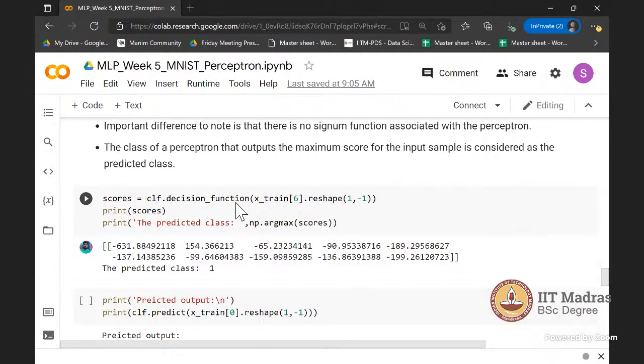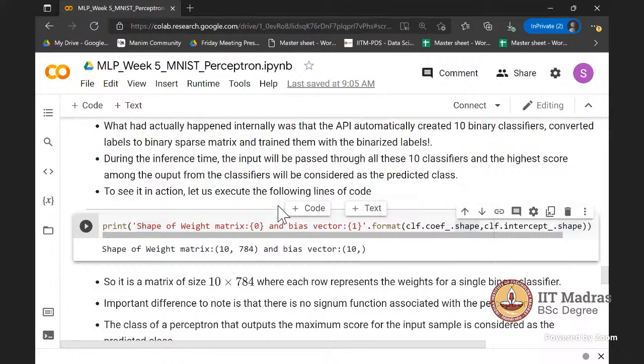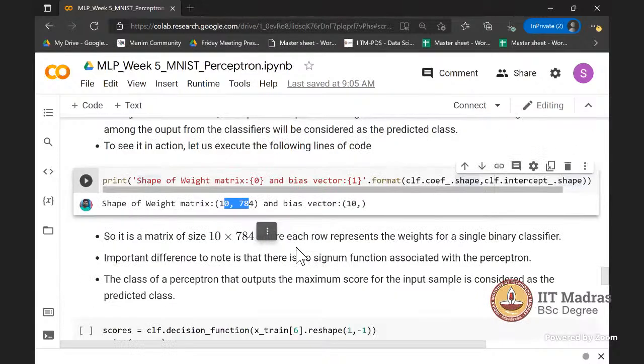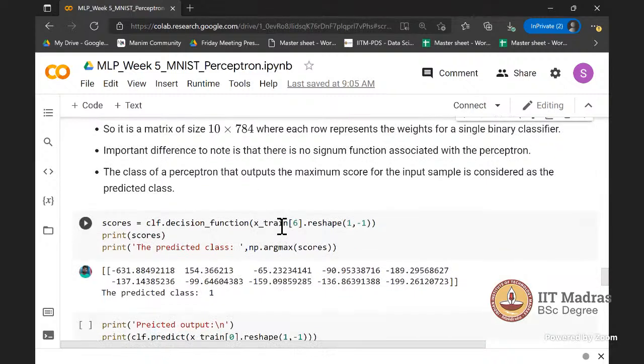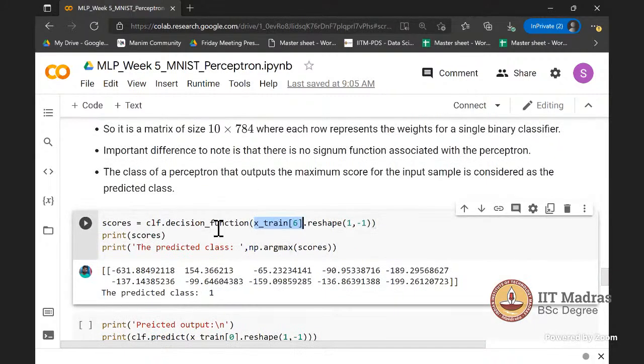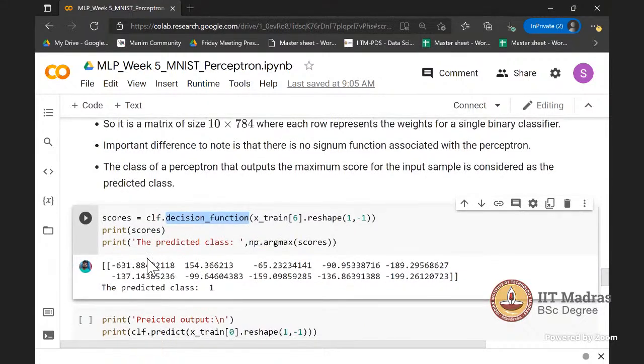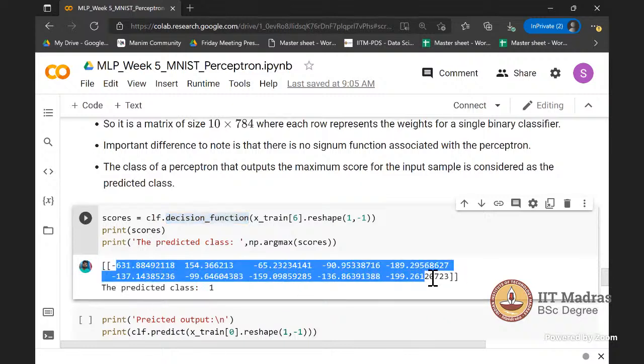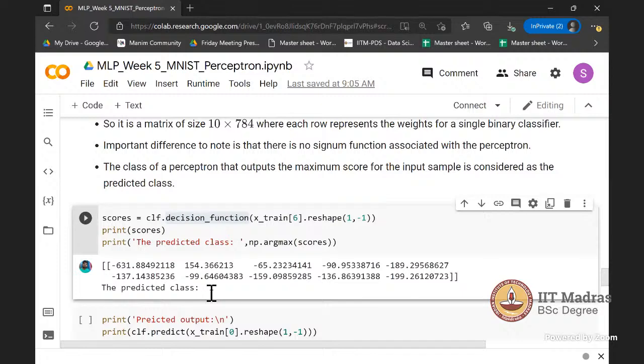So how does it make a single prediction? For any new sample, it predicts the score for every class, and whichever class gets the highest score is the predicted class for that sample. Now here you can see for one sample, we are computing the scores for every classifier which is trained internally, and you will see that there are 10 scores. The highest value is 154, which belongs to the second index, and therefore the predicted class is 1.